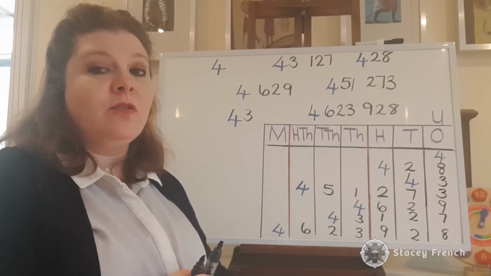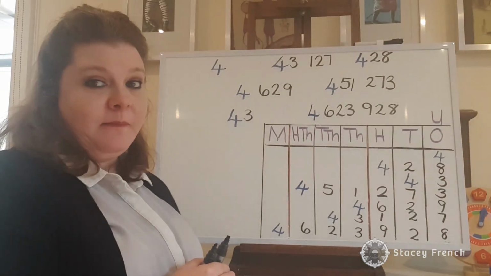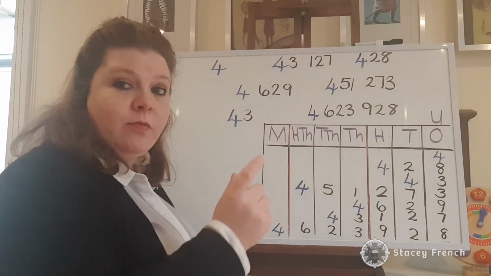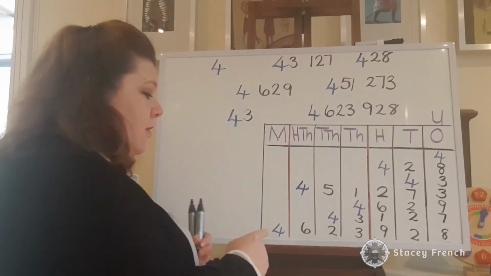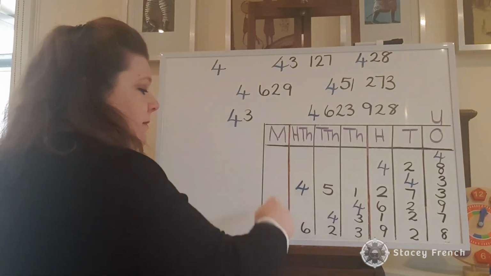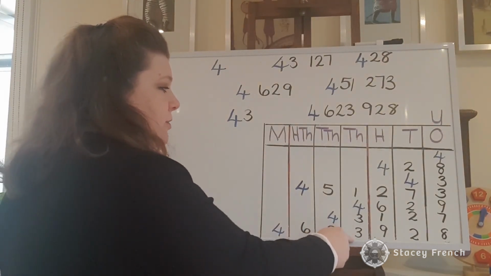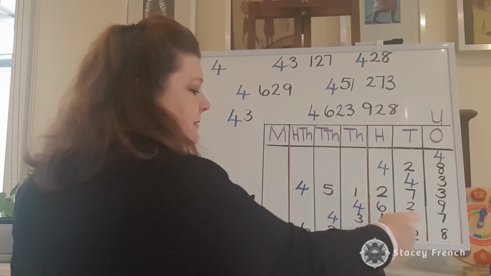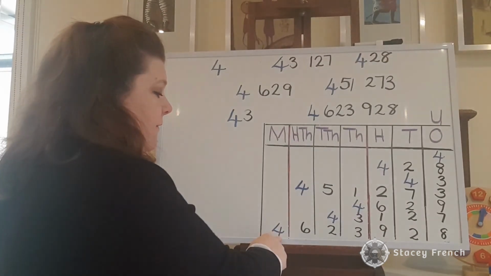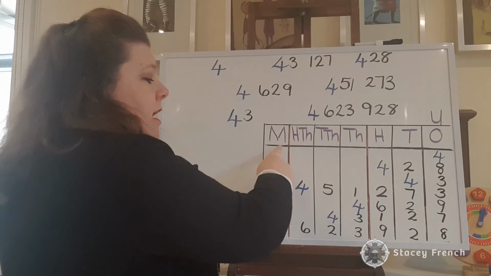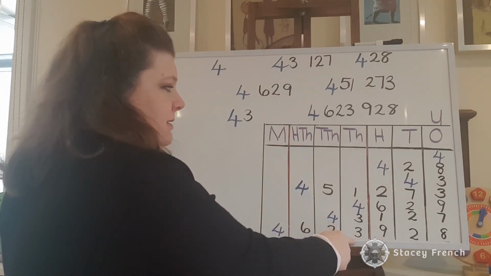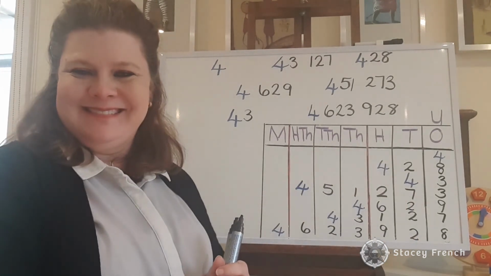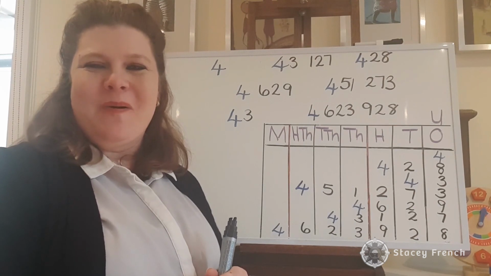I wonder if you know how to say that number. Remember, take a breath at the red lines or the groups of 3. Let's give it a go. 4,623,928. Let's try it again. 4,623,928. Congratulations! Well done!